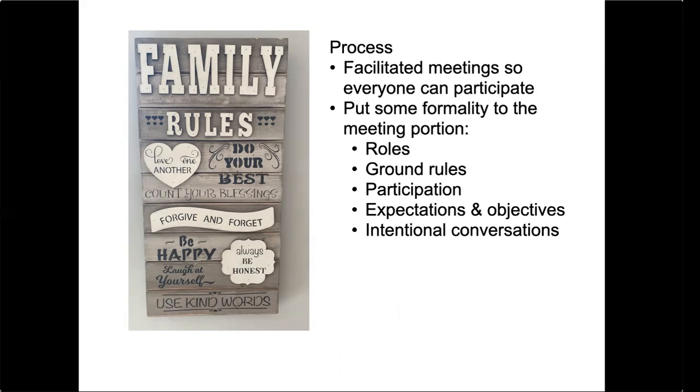Around process. Facilitate the meetings so that everyone can participate. Have a facilitator. That way nobody from the family is stuck being the facilitator, and every family member is able to participate. Put some formality to the meeting portion. Have some roles and expectations, and have some ground rules around participation. What are the expectations around that? Have the expectations and objectives of the actual meeting up front. And have intentional conversations through those. Have them as part of the agenda.